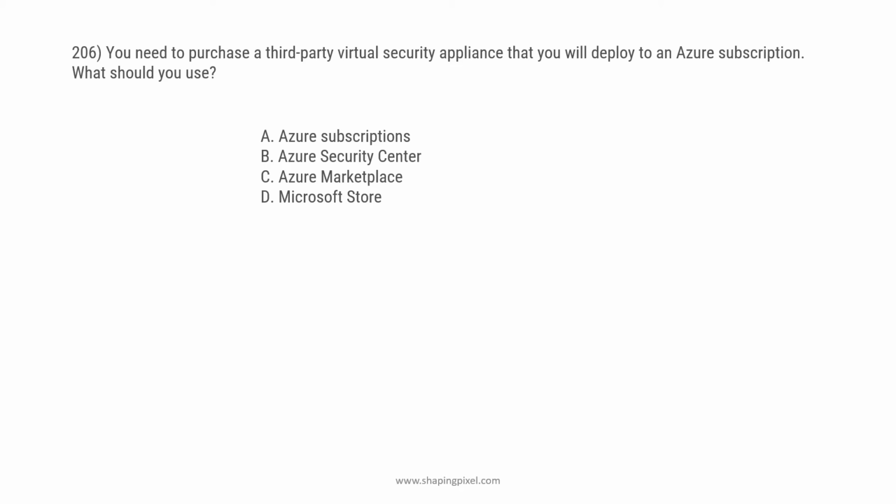Question number 206. You need to purchase a third-party virtual security appliance that you will deploy to an Azure subscription. What should you use? And you have four options. Option A, Azure subscription. Option B, Azure Security Center. Option C, Azure Marketplace. And option D, Microsoft Store.